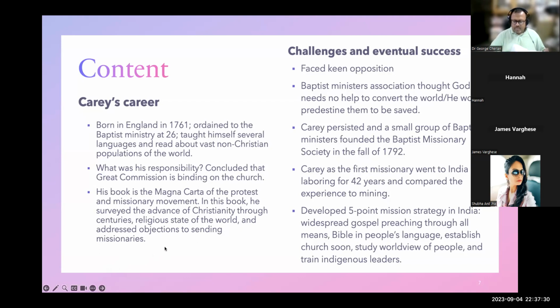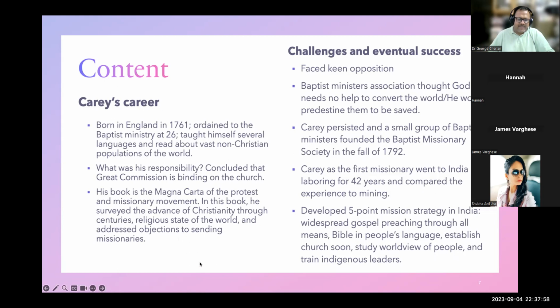So he was born in England, and then he started a Baptist ministry at a young age. Then he taught himself languages, and he read about the non-Christian population in this world. It was a sort of an eye-opener for him, because he concluded that it was the responsibility of the church, with so many people who are non-Christians, who do not know about Christ.